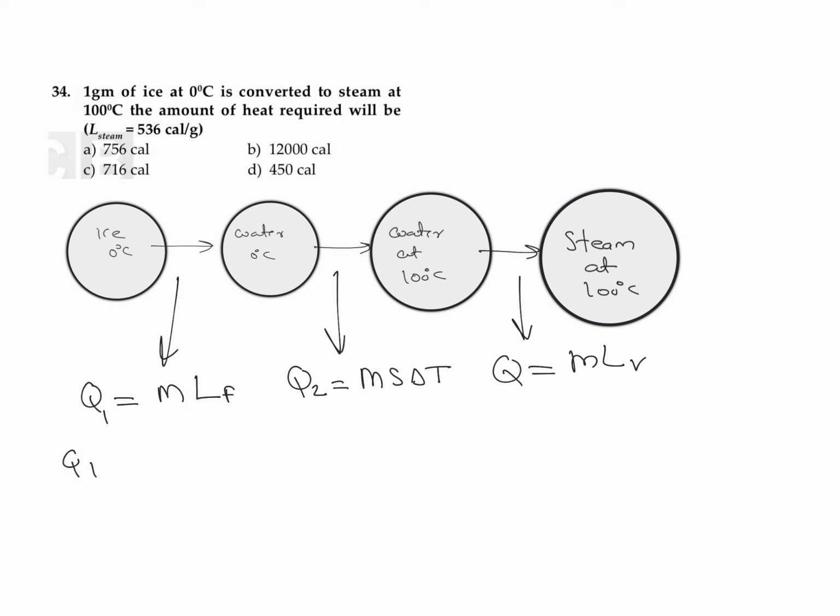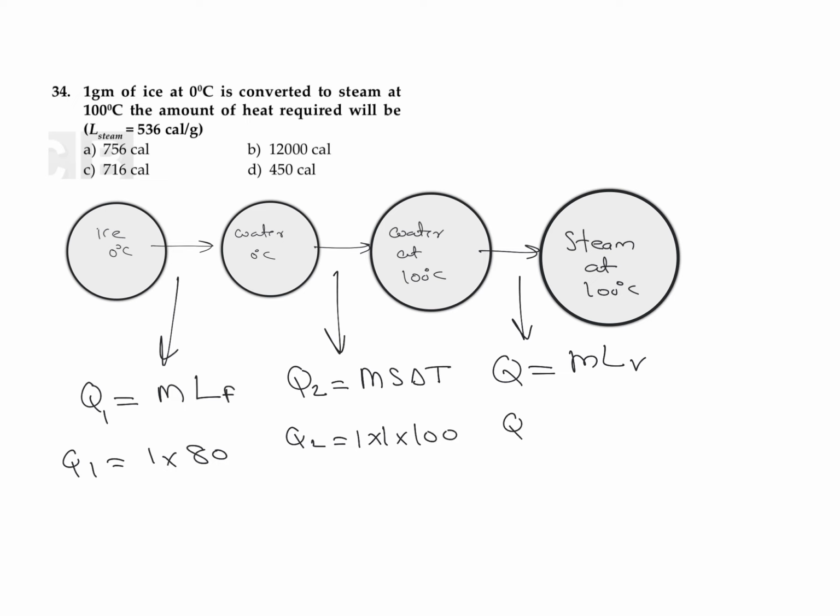So the value of Q1 is m, which is 1 gram, times the latent heat of fusion for ice. It's not given in the question, but you should remember that it is equal to 80 calorie. And the value of Q2 is m into the specific heat capacity of water, which is 1, and delta T, the change in temperature, is 100.